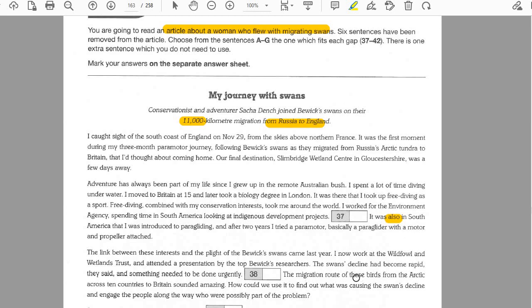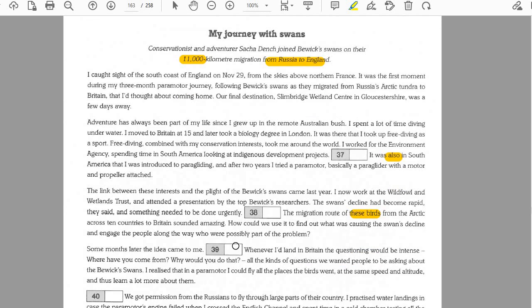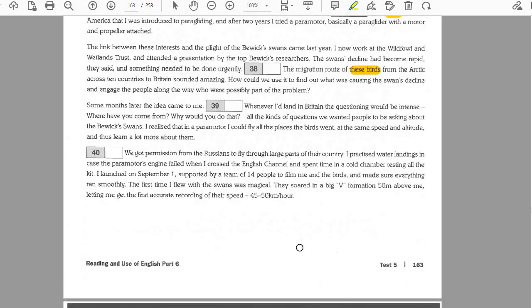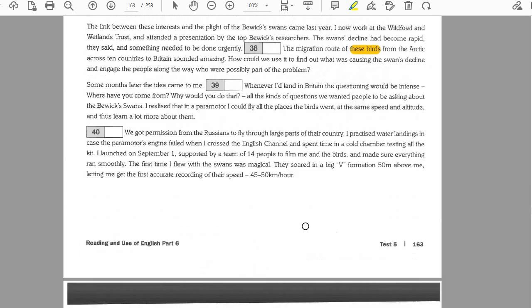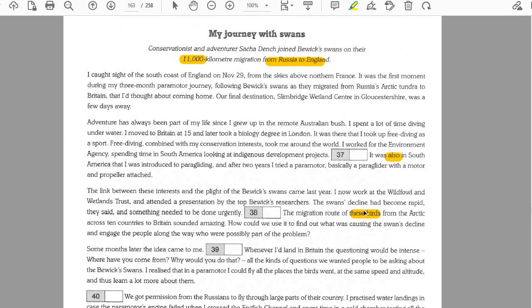Then the migrating route of these birds. These birds appear before the swans, so perhaps here you still have the swans. You're not going to have a different animal if "these birds" refers to the swans, so you have to make sure there's a connection, etc. Okay, so this is what you can do. Notice there are two more here. Try to find the connections, as I've said: words like it, these, his, her, and then connectors.